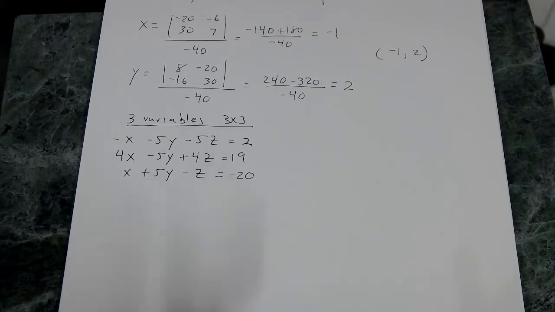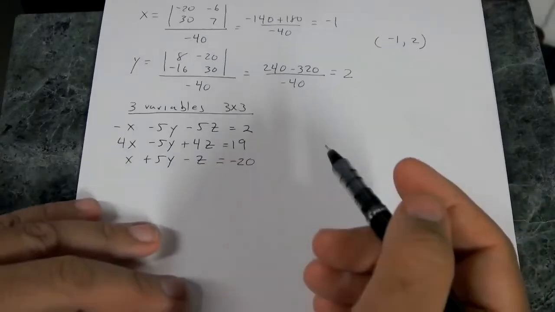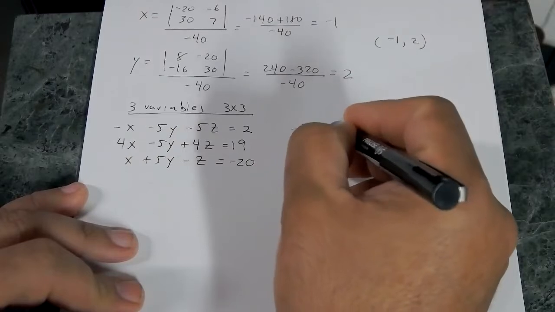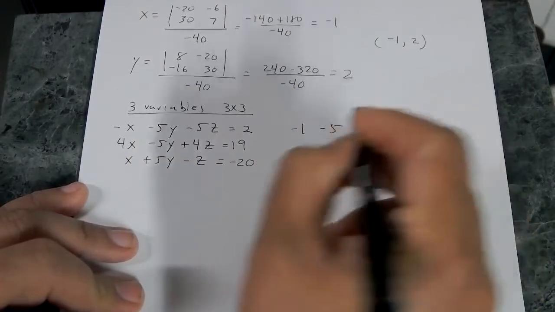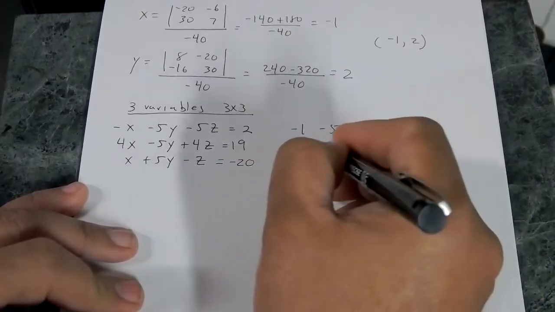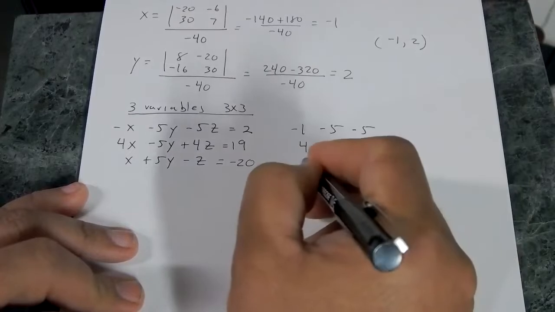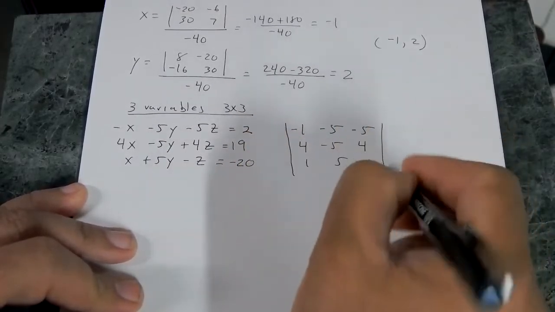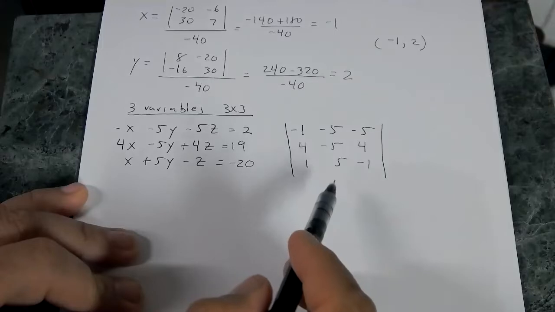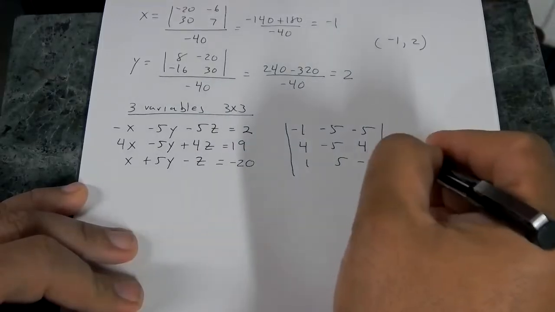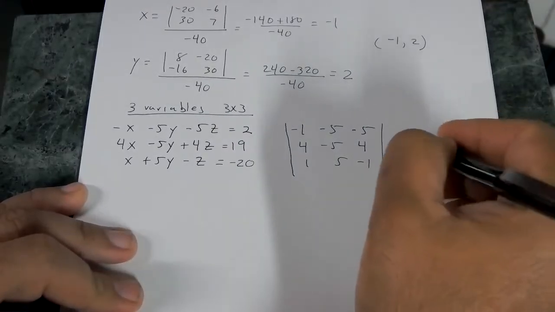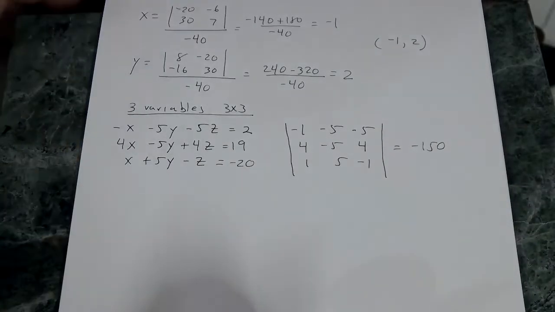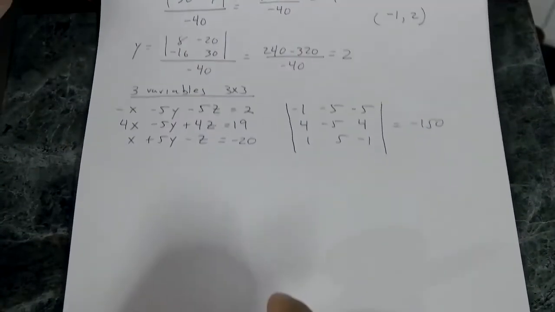The first thing I'm going to do is grab my calculator and find this augmented matrix. Let me write that down for you: negative 1, negative 5, negative 5, 4, negative 5, 4, 1, 5, negative 1. We showed you a couple of methods for figuring out the determinant of this. I use a calculator, of course. That's negative 150. Now here's the process for x, y, and z.